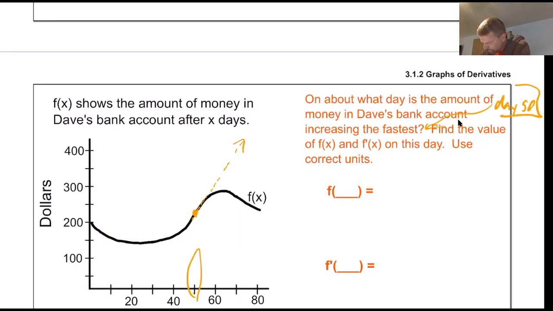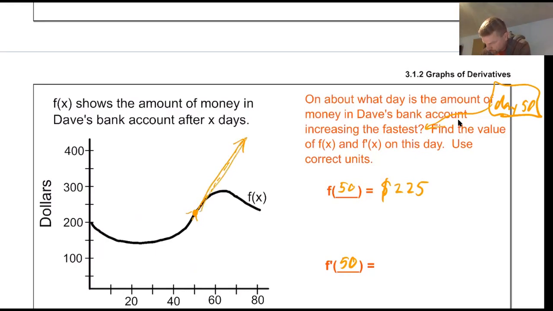Day 50. So then I want to find f of 50 and f prime of 50. Again, f of 50 is just plug a 50 in, see what you get out. When I plug a 50 in, I land right here, which is like halfway-ish, say 225. $225. F prime of 50 would be the slope. So the slope would be how steep I'm going. I'm going about that rate.